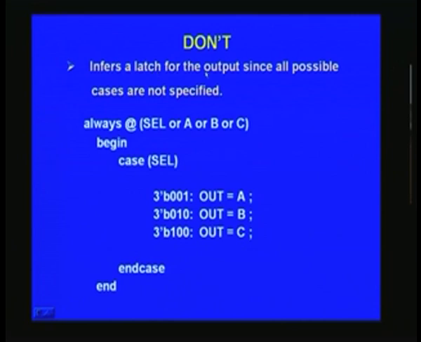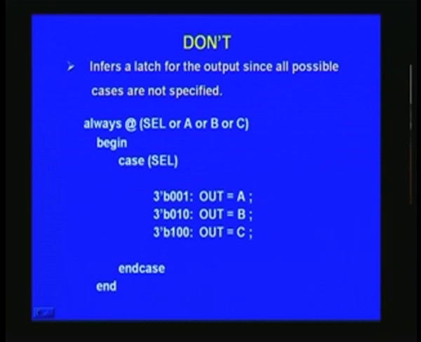See, this infers a latch for the output since all possible cases are not specified. So here, as we have seen earlier, once again 8 such possibilities are there, of which we have considered only 1 here, 1 here, 1 here, right? We have not considered 101 and above. So we have not considered 5 different cases here, and we have not even told what to do about it. We have not put here either a full case directive.